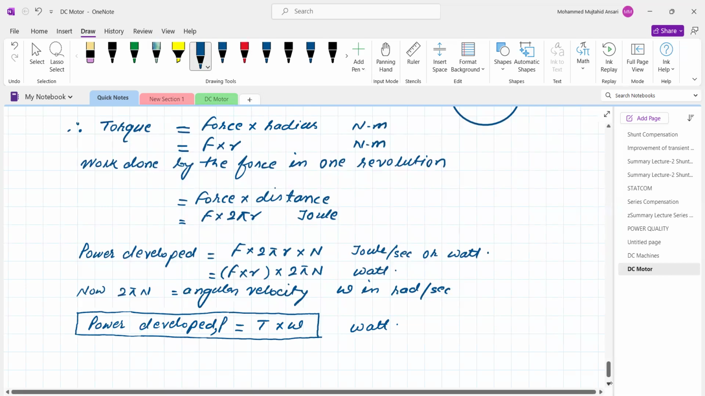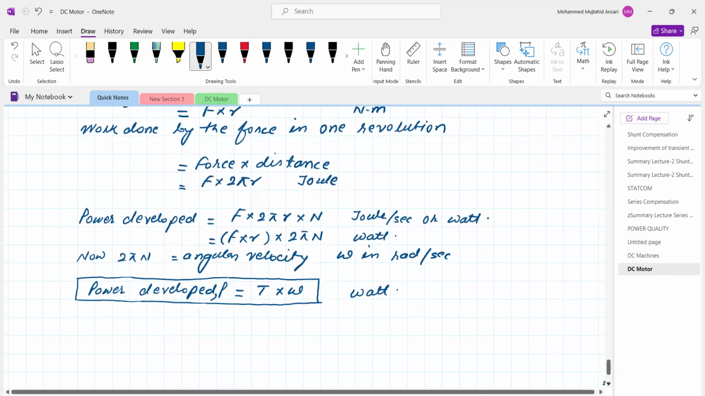P is equal to T omega. Now, n is the speed in RPM. Then we can write omega is equal to twice pi n upon 60. It is in radian per second. We can write this one.